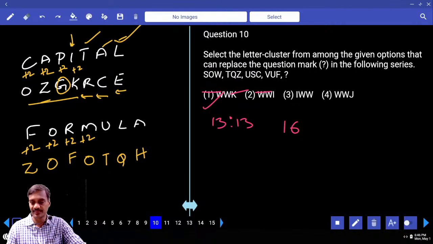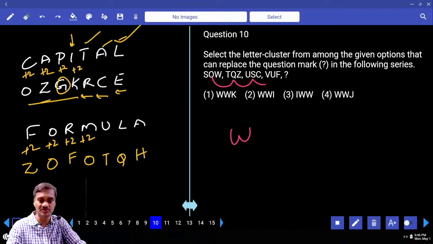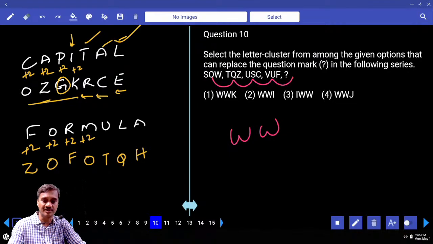Then the 10th one, letter series. STUVW: first letter plus 1, second letter plus 2, third letter plus 3. W plus 3 is Z, Z plus 3 is C, C plus 3 is F, F plus 3 is I. WWI, choice 2, question number 10. The 10th one is choice 2.